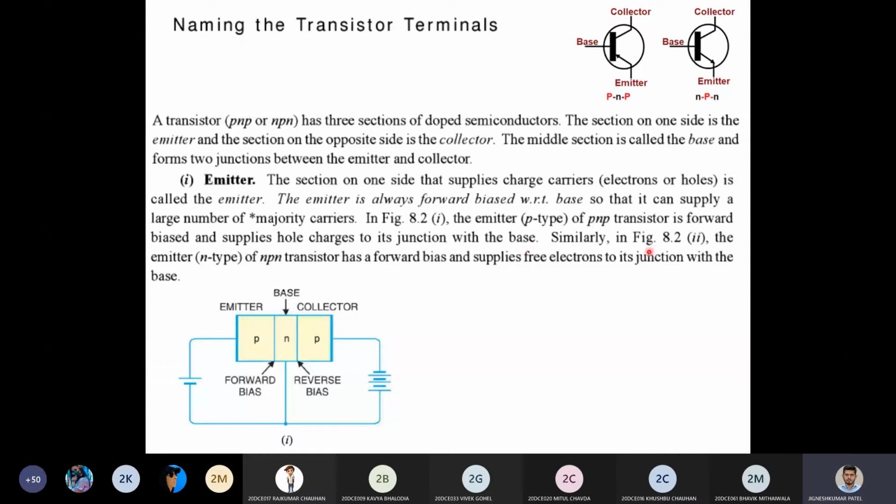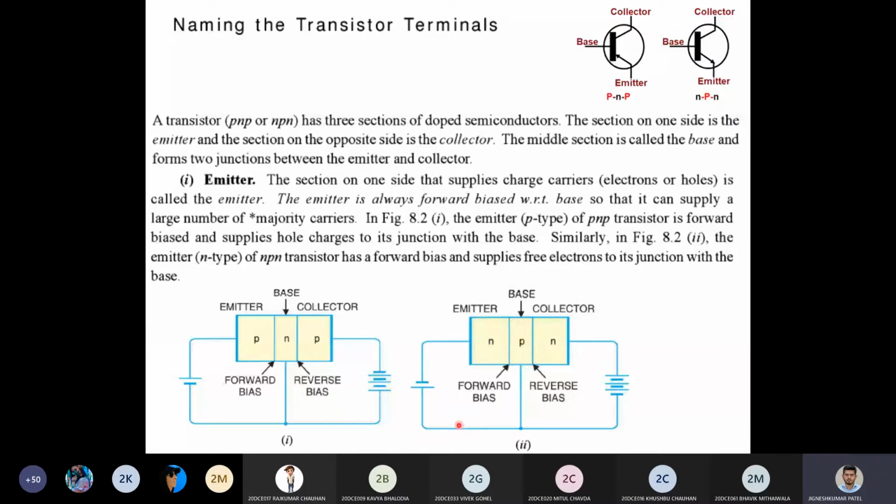Similarly, in figure 8.2, the emitter of the NPN transistor has a forward bias and supplies free electrons to its junction with the base. So in both cases, whether it is a PNP transistor or an NPN transistor, to make the transistor work, you have to make sure the PN junction diode formed between emitter and base is in forward bias.